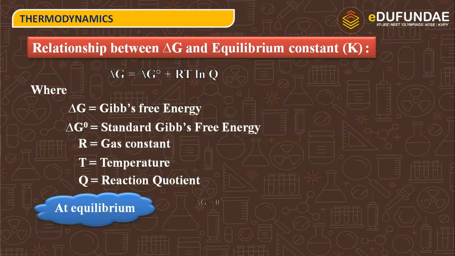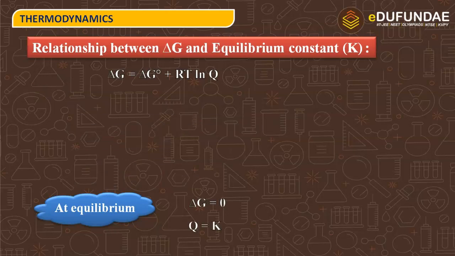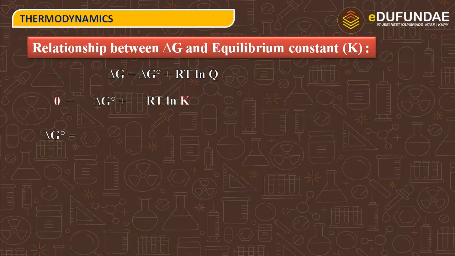What happens at equilibrium? The change in Gibbs free energy is equal to 0 and Q is equal to K. So putting these two values in the equation we will have 0 is equal to delta G naught plus RT ln K, because at equilibrium the value of delta G is 0 and Q is equal to K. So from this equation we will get delta G naught is equal to minus RT ln K.